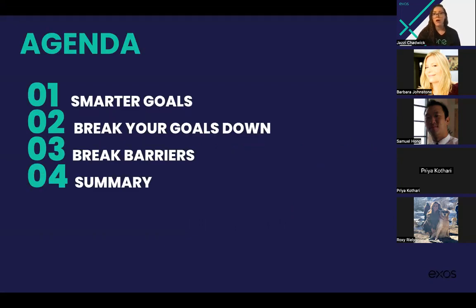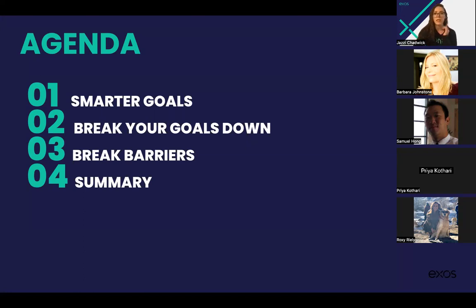So for our topics here, we're going to start off. I'm sure we've all heard of SMART goals, but I have a little bit of a twist on that with smarter goals, so we're going to go over that first. And then we're going to go into breaking our goals down and then breaking the barriers that we might have when we want to be reaching our goals. And then I'll summarize our key points at the end, and there will be time for questions at the end. You can always type them in the chat while I'm talking, and I'll visit them at the end.